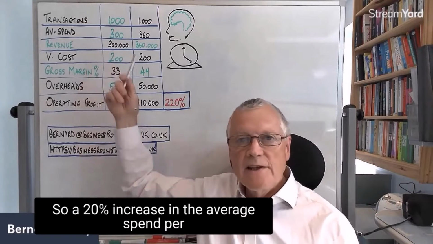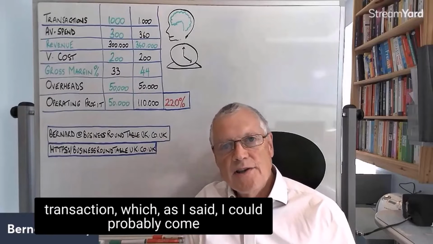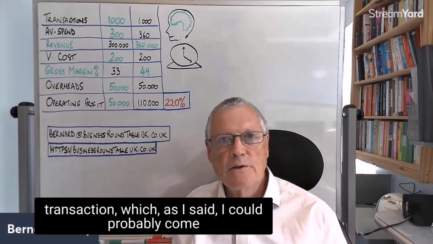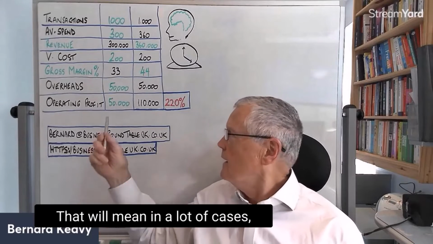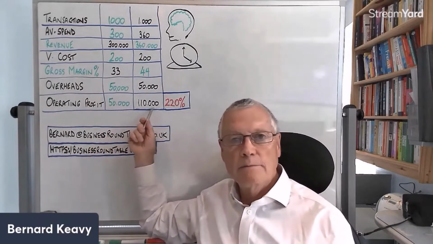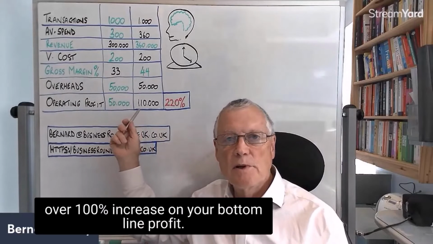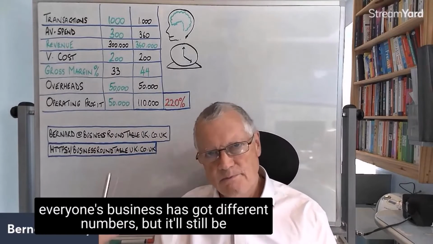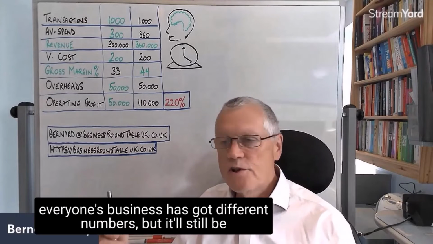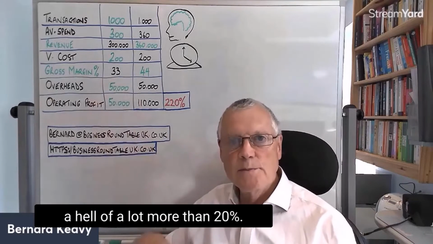So a 20% increase in the average spend per transaction, which, as I said, I could probably come up with 20 ways of doing that, will mean, in a lot of cases, over 100% increase on your bottom line profit. And it might not be 100% in certain instances because everyone's business has got different numbers, but it'll still be a hell of a lot more than 20%.